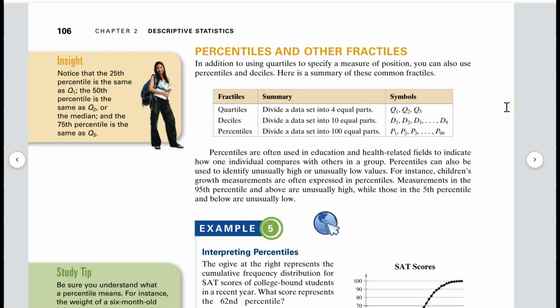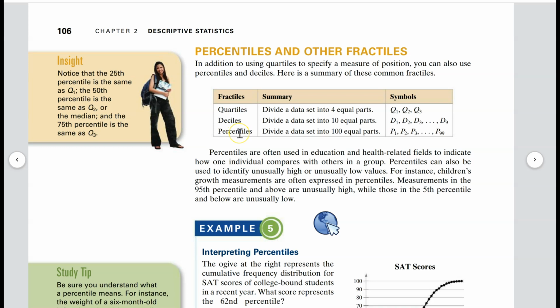There are other fractiles besides the quartile. So here are some other fractiles. Quartiles we just talked about. Q1, Q2, Q3. Quartiles divide the data into 4 equal parts. Deciles divide the data into 10 equal parts. So you call those D1, D2, D3, D4, D5 all the way to D9. And they divide the data into 10 equal sections.